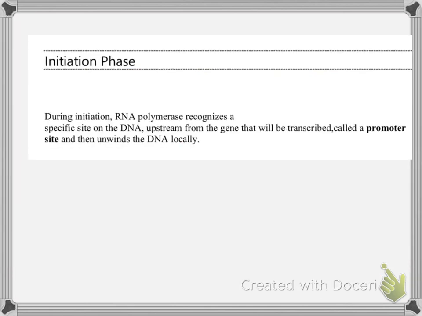So the first step is initiation. During initiation, the RNA polymerase recognizes a specific site on the DNA that is upstream from the gene that will be transcribed, called the promoter site, and then unwinds the DNA locally. So the first step is the recognition of the promoter site by the enzyme RNA polymerase.